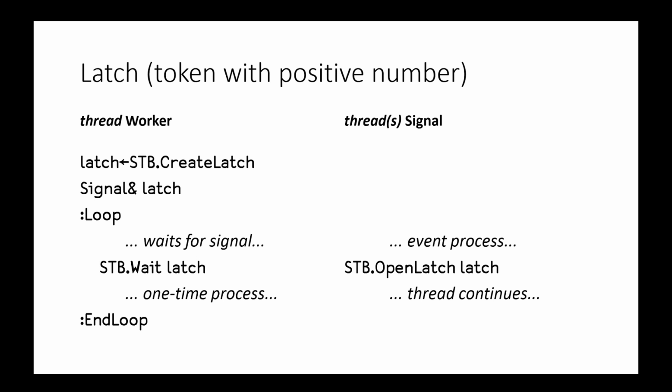This is the Latch Object. Basically, it's just a token with a positive number. You have a worker thread, which creates this latching object, launches another thread, and then enters a loop where it waits for this object. And whenever the parallel thread opens the latch, this thread continues until it reaches the wait again, and waits here until the next open latch is executed. See, no token numbers, nothing. It's just really neat.